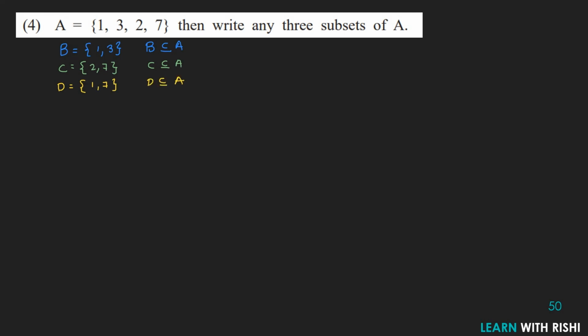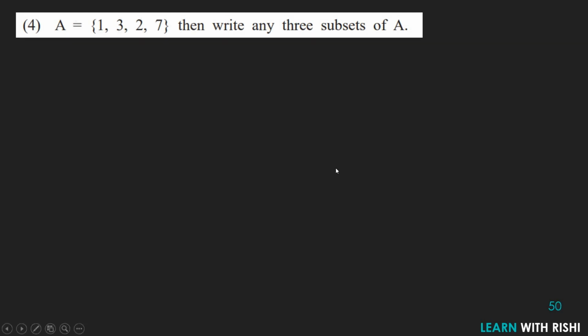You can also mention E is equal to the null set. So E is a subset of A, as the null set is a subset of every set, right? So there are many examples you can frame: {1, 3}, {1, 2}, {1, 7}, {3, 2}, {3, 7}. We have asked only for any three subsets. So this is your solution.